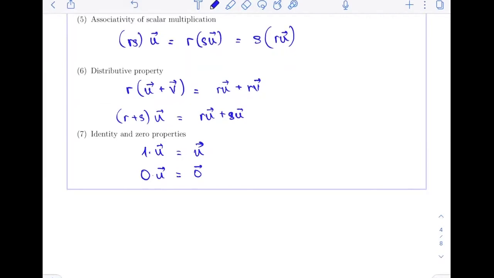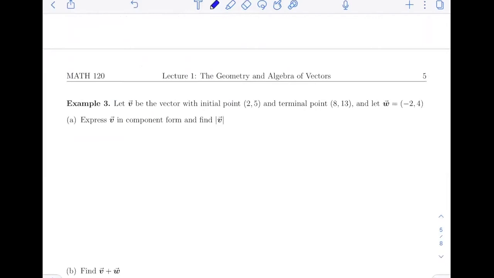All right. So we just went through the basic vector operations and some of the properties of vector operations. So let's take a look at some examples here. Let v be a vector with the initial point 2, 5 and the terminal point 8, 13, and let another vector w equal negative 2, 4. Here are a few questions that we want to look at. First, let's combine the initial point and the terminal point so that you can form a vector v in component form and find the length of the vector v.